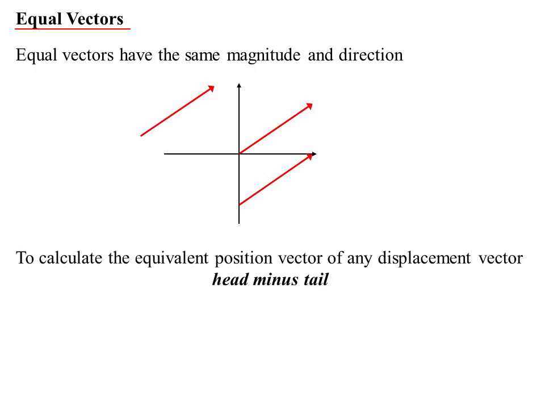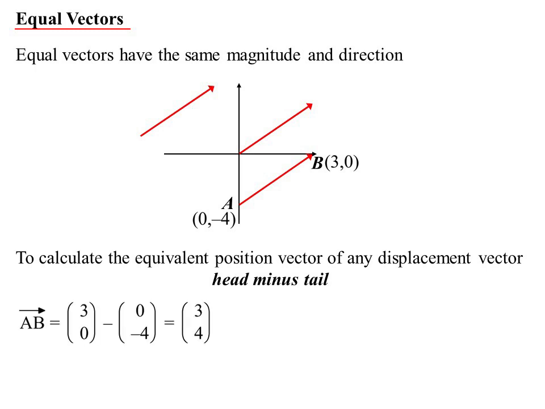To calculate the position vector of any displacement vector, head minus tail would tell us, well, if we were to move this to the origin, where would it end up? Head minus tail will always give us the answer. So let's say AB, the head is (3, 0), and the tail is (0, -4). Then I know AB, let's play around with that, is the vector (3, 4). That particular one, (3, 4).